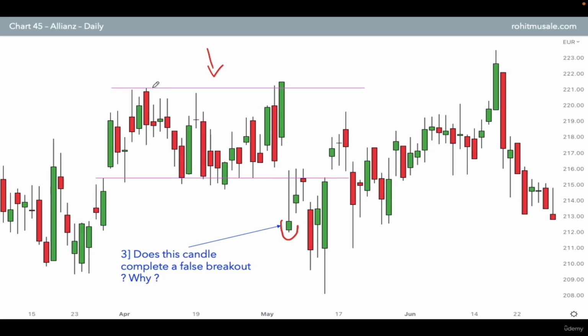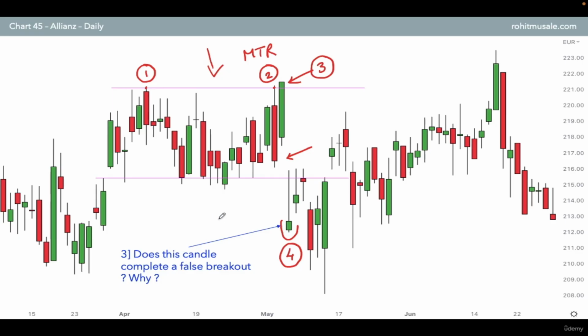So if you look at this pink line, step number 1 is this is becoming a resistance here. This candle confirms that resistance. So at step number 2, that pink line becomes multi-tested resistance. Step number 3 is a breakout. This candle closes above that pink line. And after this candle, you have this candle which is completing a falling window. So this candle is actually completing our 4th step. So this candle is actually completing a false breakout.